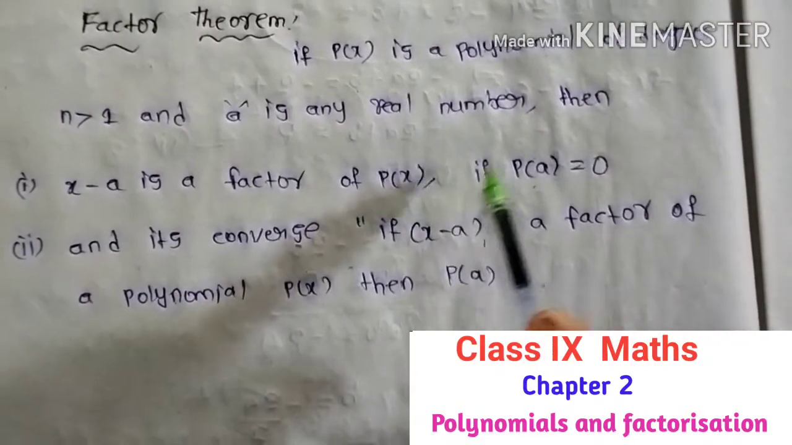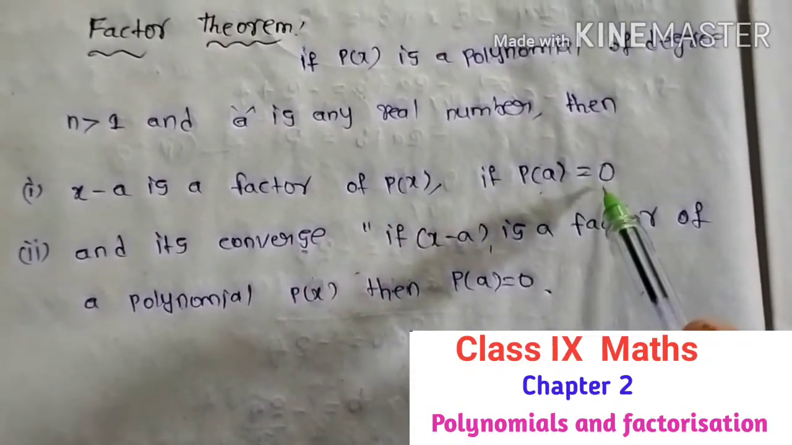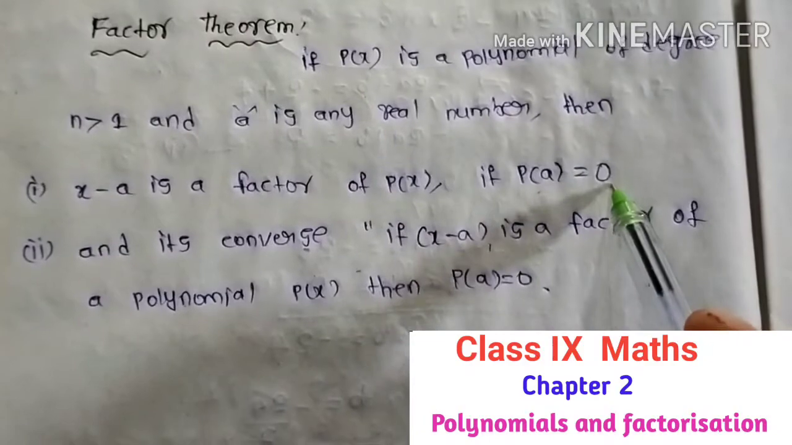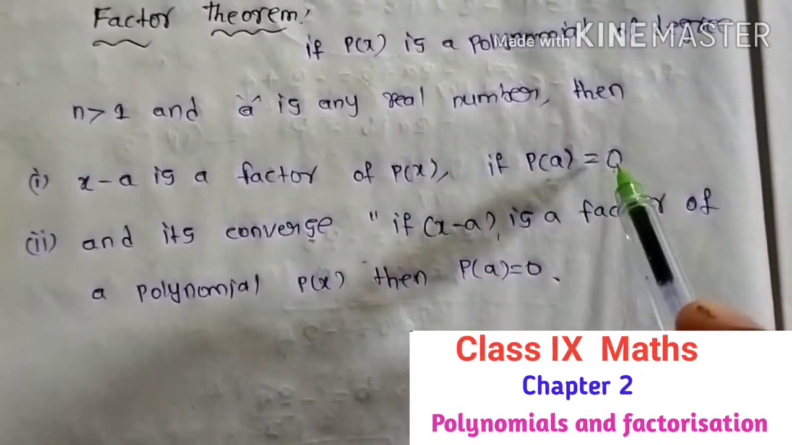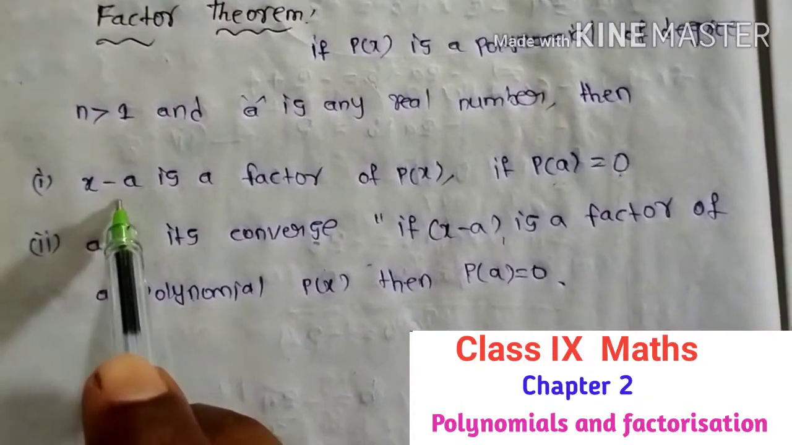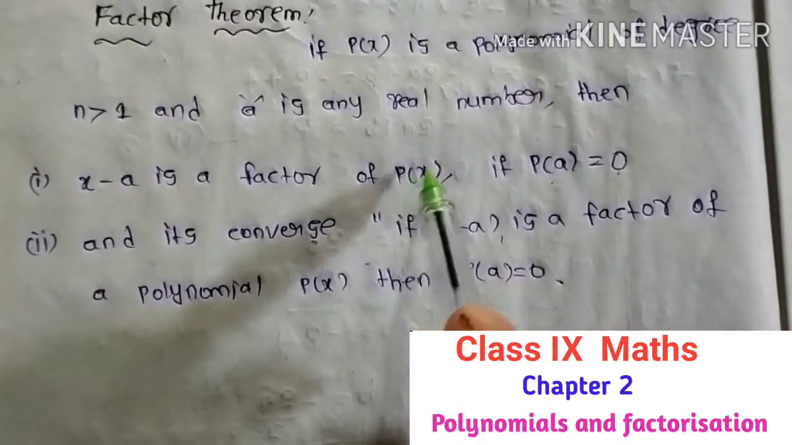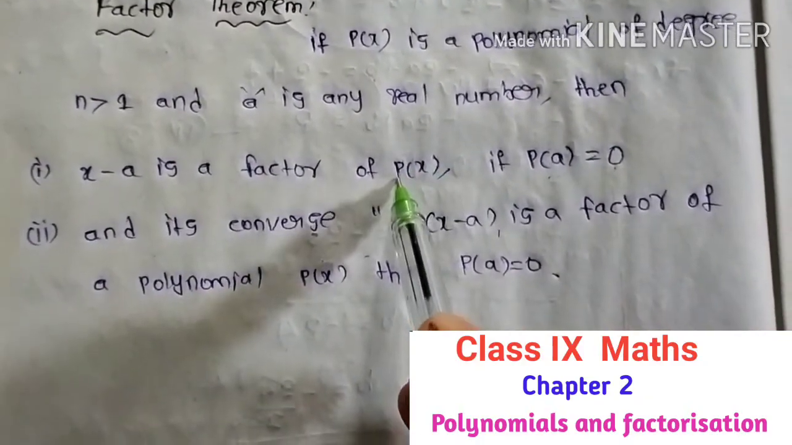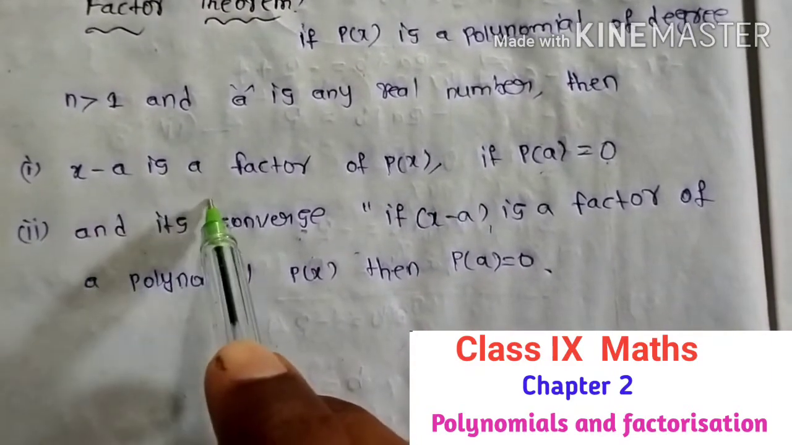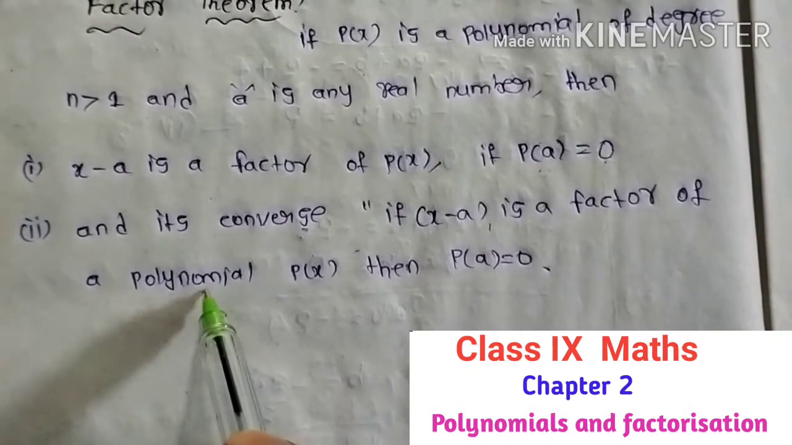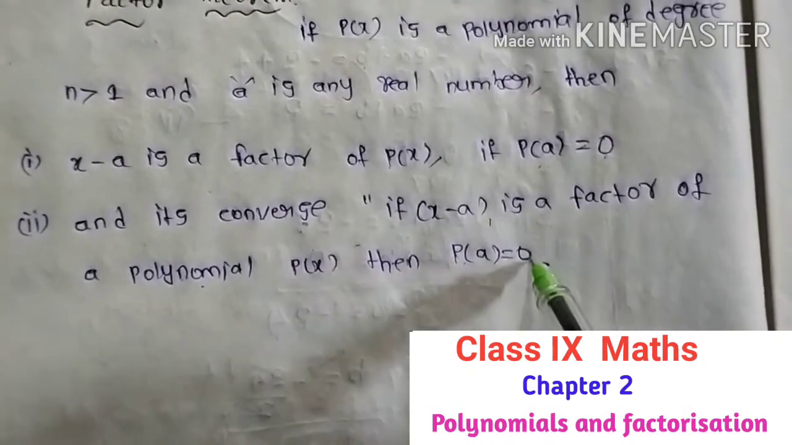If p of a is equal to 0, that means the remainder is equal to 0. If the remainder is equal to 0, we can say x minus a is a factor of p of x. And also the converse: if x minus a is a factor of the polynomial, can you say p of a is equal to 0 or not?